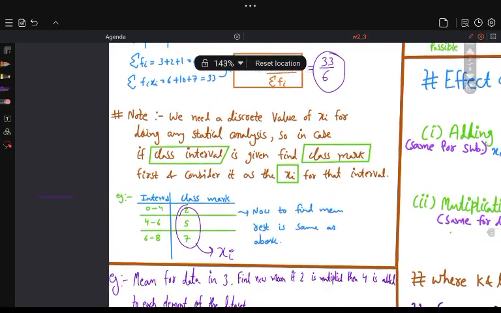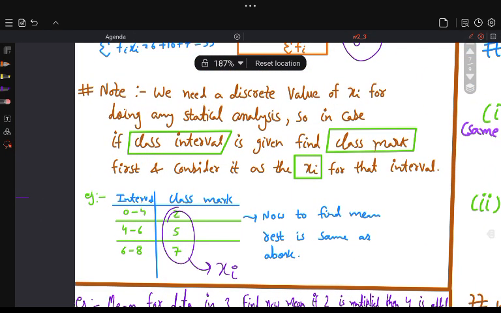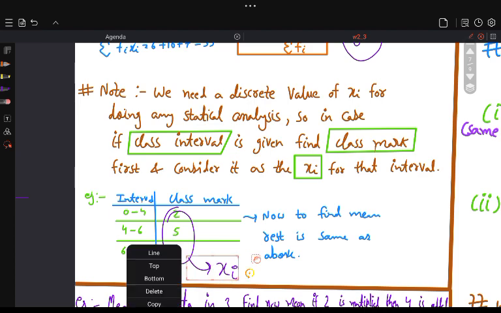In some cases, like in continuous data, we will be given data in intervals. So how can we perform statistical analysis on it, as there can be infinite elements? For that reason we took the concept of class mark, the average of that class interval. So for this we can take the class mark, and this will be our new xi, the new observation.